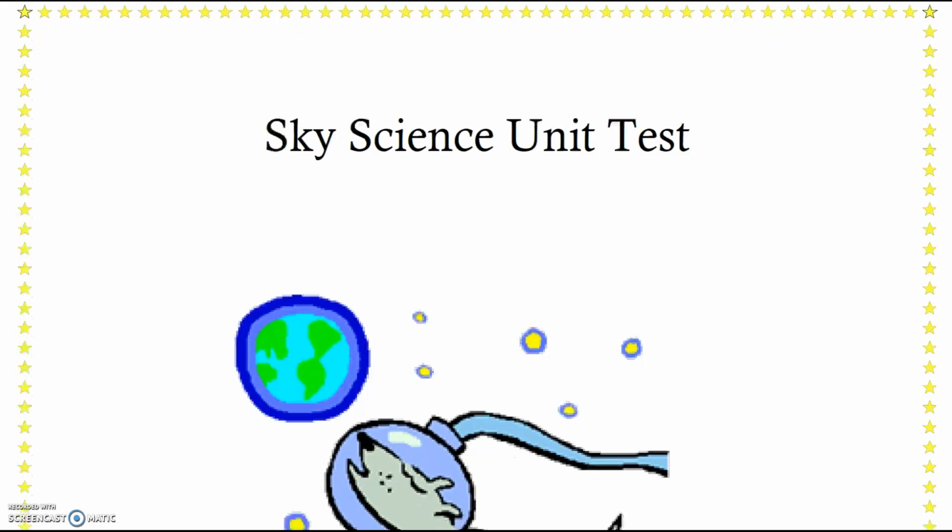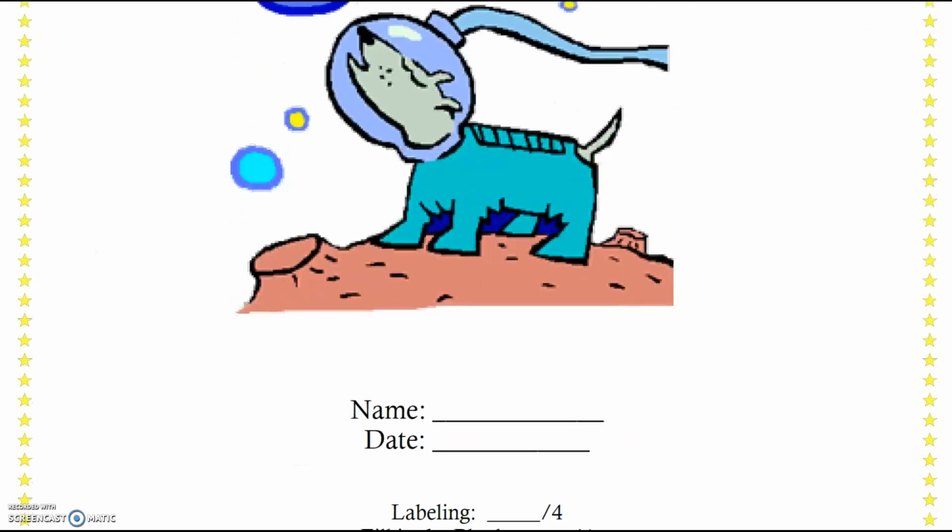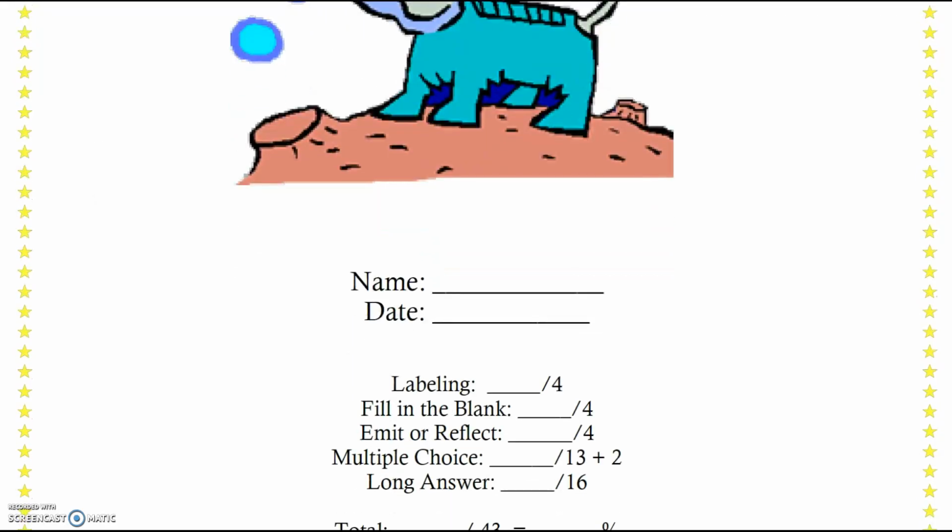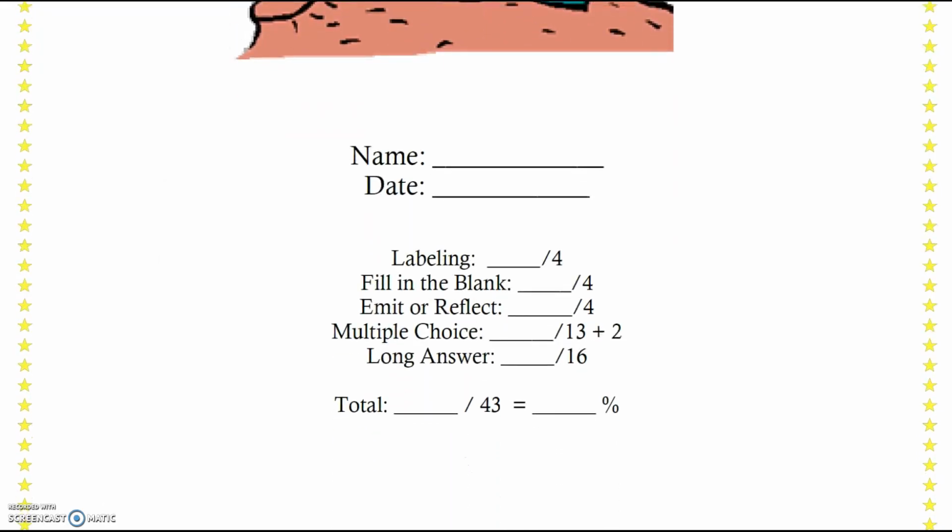Sky Science Unit Test. Write your name and the date. You are going to be marked on 5 different sections. There's a labeling section, fill in the blank, emit or reflect, multiple choice, and long answer, for a total of 43 marks.